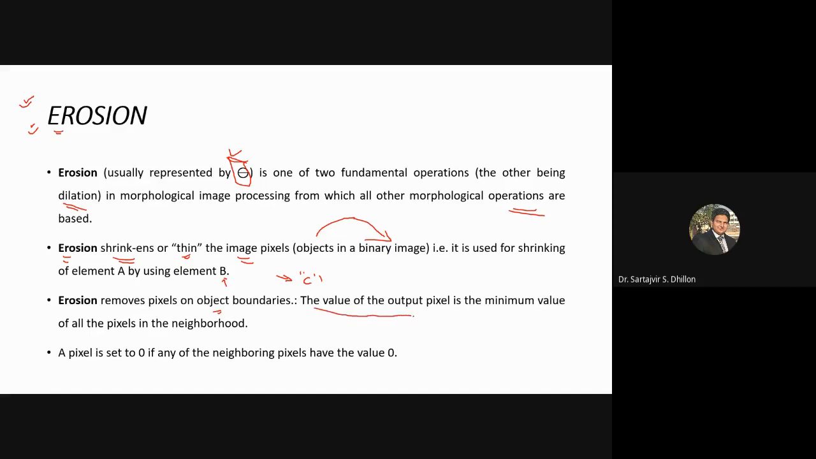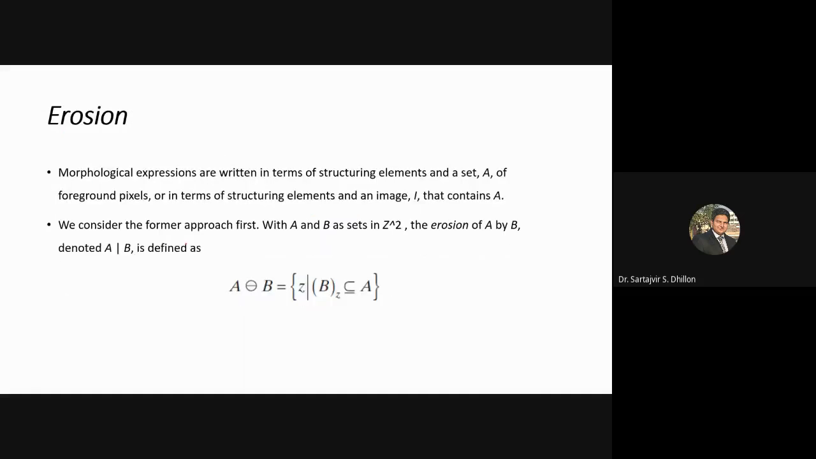You just have to write down this line, which we will cover in the upcoming example. The pixel is set to zero if any of the neighboring pixels have the value zero. These two are the important points related to erosion, and we will discuss them in the upcoming example.